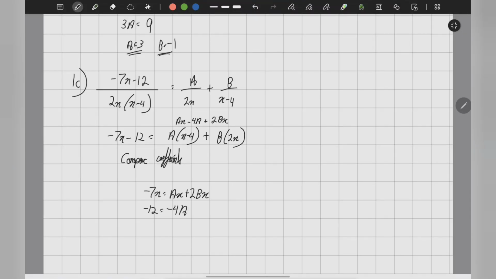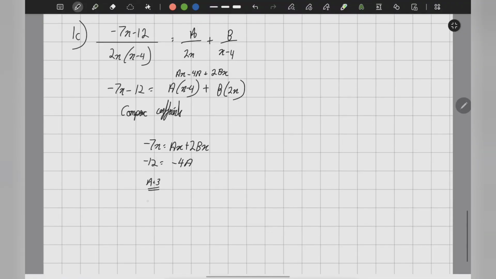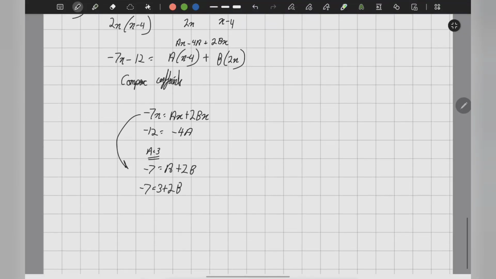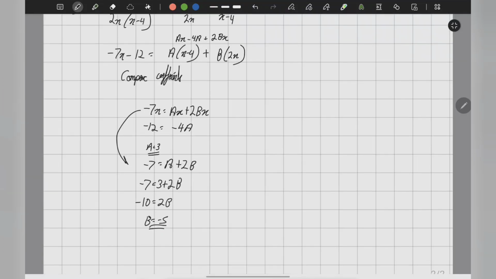So we can just solve this straight away, because if minus 12 is minus 4a, then that would mean that a is just equal to 3. And if a is 3, we can write this down again. Minus 7 is equal to a plus 2b. And if a is 3, move the 3 to the other side. So b equals minus 5. So we have a is 3 and b is minus 5.